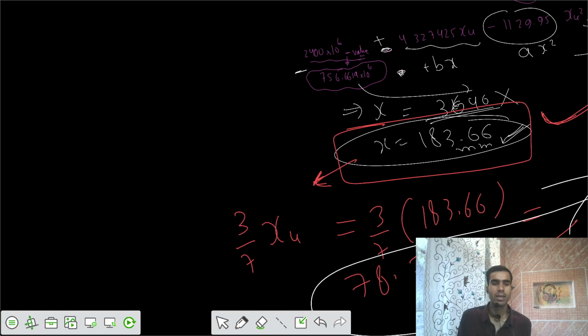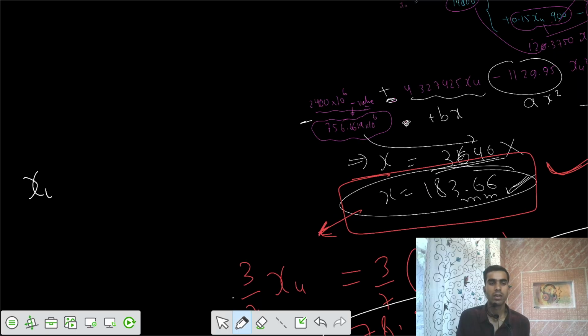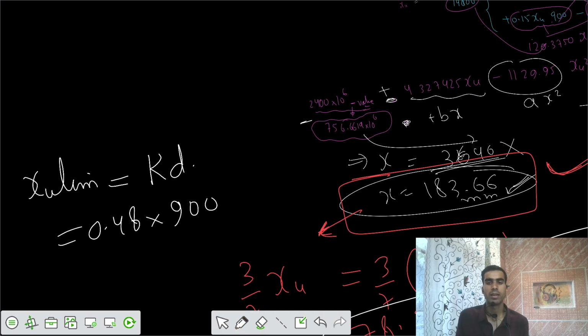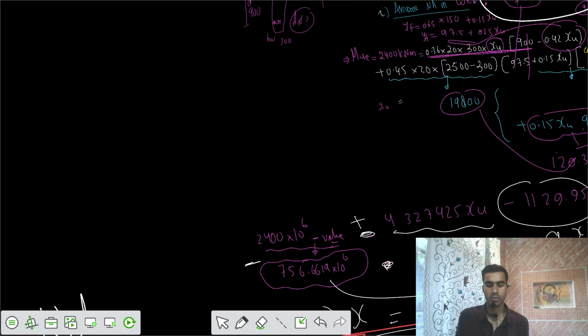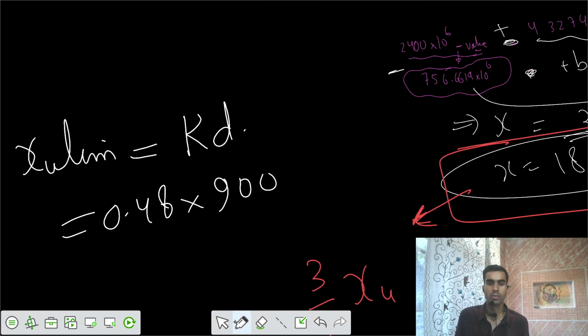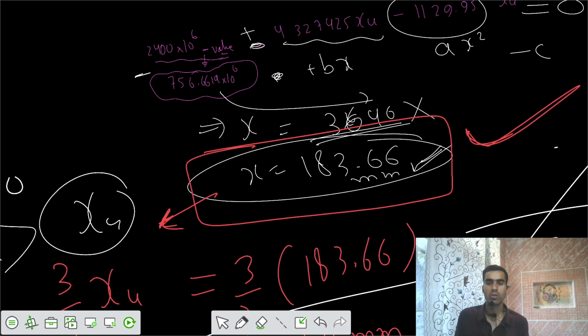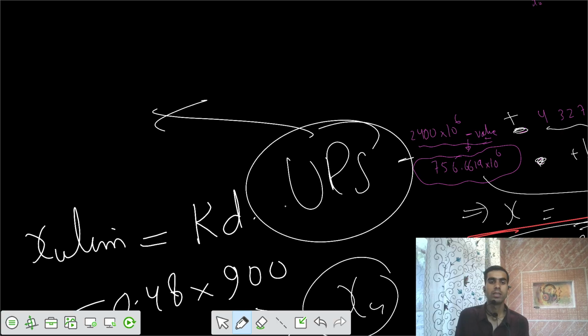Now before that, I have to calculate the limiting condition. We need to see whether the section is under-reinforced or over-reinforced. What is the limiting condition we have? Is it 0.48 times 900? I think so. So that comes to 0.48 into 900, that is 432 millimeters. This is greater than the XU we got. The value of XU we got is 183.66. That means the section is an under-reinforced section, so your steel can be calculated corresponding to the actual value of XU.